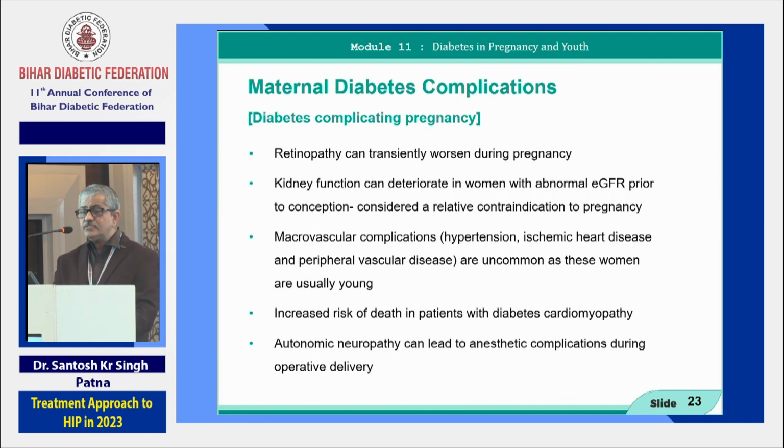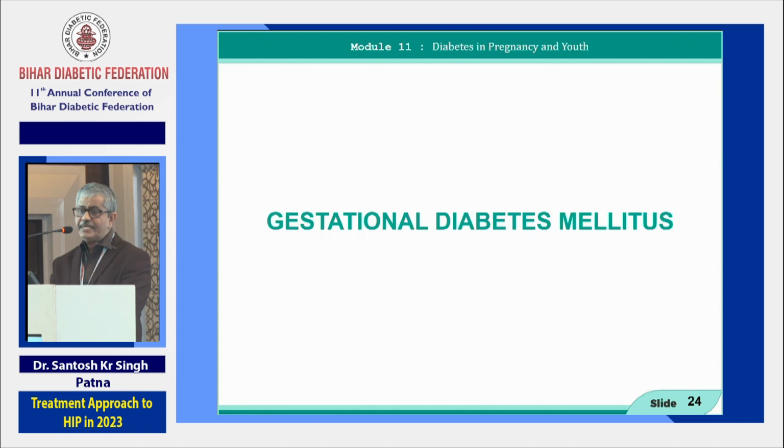Macrovascular complications, although uncommon in this age group, can be aggravated. We will see in our subsequent slide. There is an increased risk of death in patients with diabetic cardiomyopathy. So this is very important again. And autonomic neuropathy can lead to anesthetic complications during operative delivery. So just to highlight this aspect: if the patient is harboring micro or macrovascular complications, definitely these are high-risk pregnancies, and we have to be more vigilant in that pregnancy.